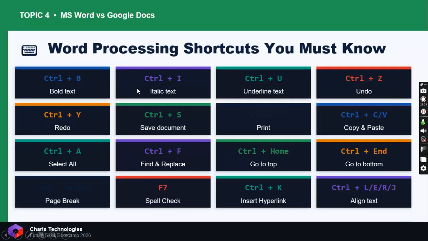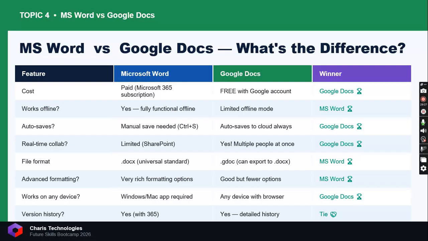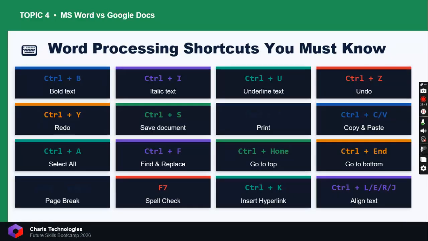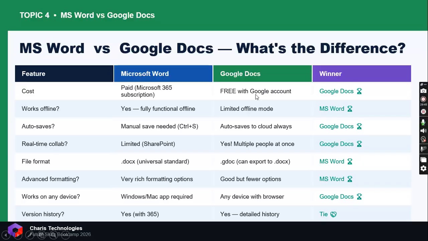Now let's compare Microsoft Word and Google Docs. Now Microsoft Word, in terms of cost, Microsoft Word is paid actually. You use a Microsoft 365 subscription for Microsoft Word, while Google Docs is what? Is free. Google Docs is free with a Google account.